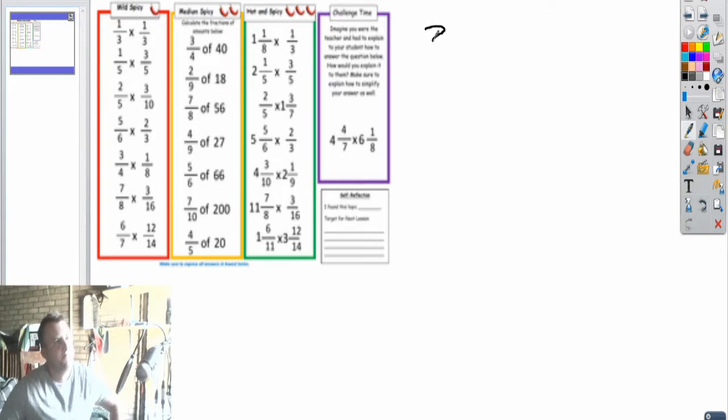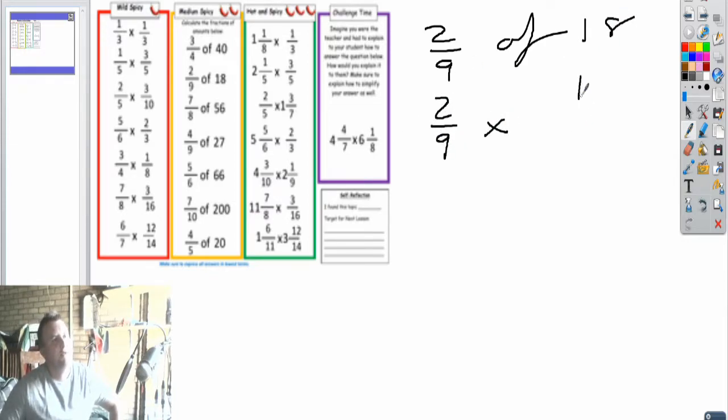2/9 of 18. 2 over 9. And I'm going to write the question out again because I'm good habits. 2 over 9. Change the of to times. And 18 is just 18 over 1 as a fraction. I multiply the tops. 18 times 2. Again, you can write it the side, but I know that it's 36. And then I'm going to say 9 times 1 is 9.